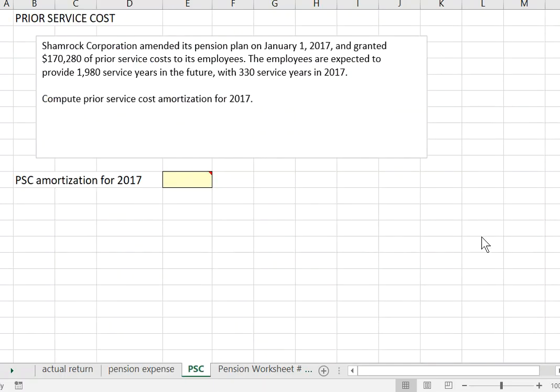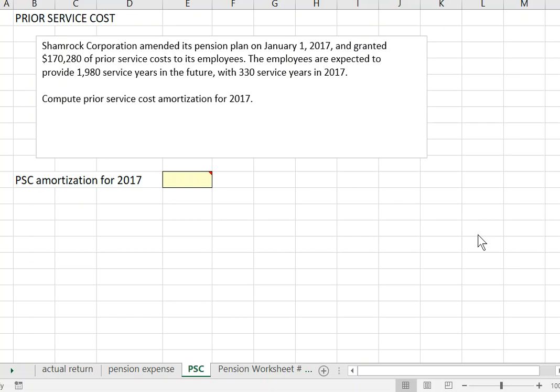Let's go through one more short problem. This one involves prior service cost. Shamrock Corporation amended its pension plan on January 1, 2017 and granted $170,280 of benefits to prior service provided by its employees, and we refer to this as a prior service cost. The employees that have been granted these benefits are expected to provide 1,980 service years or years of service in the future. And of those projected service years, 330 of that will be provided in the year 2017.